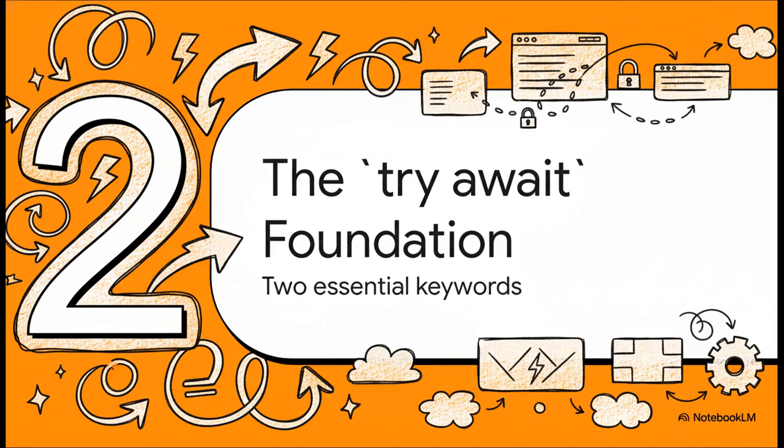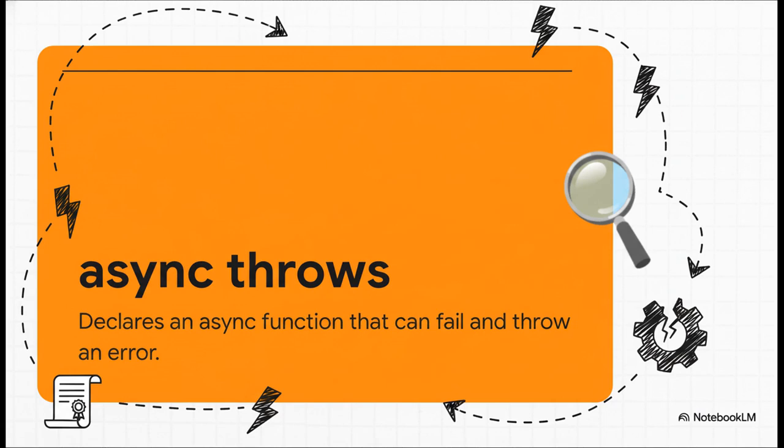Well, it all boils down to two incredibly powerful keywords that work together perfectly: async throws and try await. These two are the absolute bedrock of this entire new system. So let's break them down. Okay, so everything starts with how you declare a function. When you add async throws to its signature, you're basically putting up a big, bright sign for the Swift compiler. You're telling it, hey, just so you know, this function is asynchronous and it might fail. You need to be ready to handle an error if you call me.